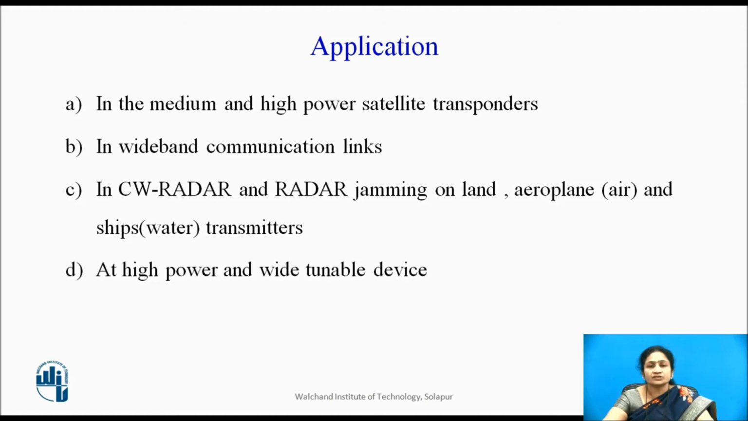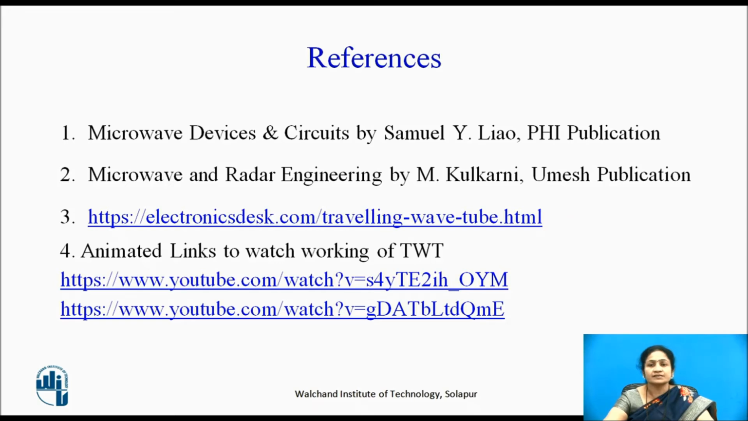These are a few applications of the TWT. The first application is in medium and high power satellite transponders, in wideband communication links, in continuous radar, and in radar jamming on land, aeroplanes and ships transmitters. They are also used at high power and in wide tunable devices. These are the references. In this, two links are shared which show the animated structure and working of the TWT tube.